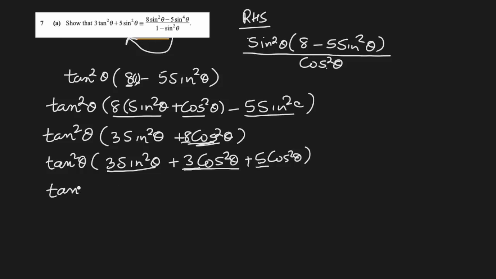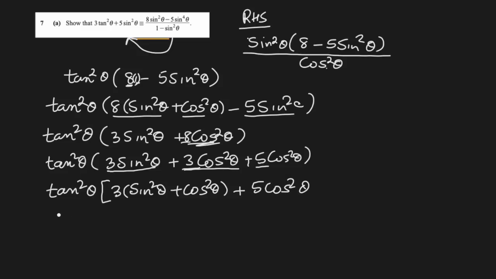So tan square theta, 3, if I take common in these two, what will be left here? Sine square theta plus cos square theta, which is 1, plus 5 cos square theta. So tan square theta, this is 1, so we can ignore this one. So 3 will multiply with tan square theta. We got 3 tan square theta, which was the first requirement, plus tan square theta times 5 cos square theta.